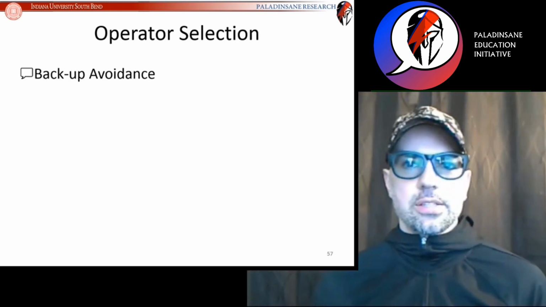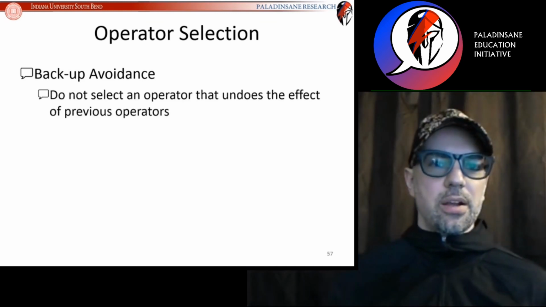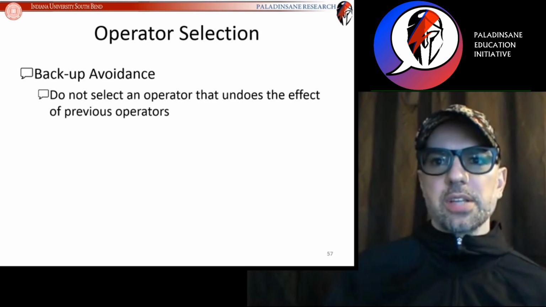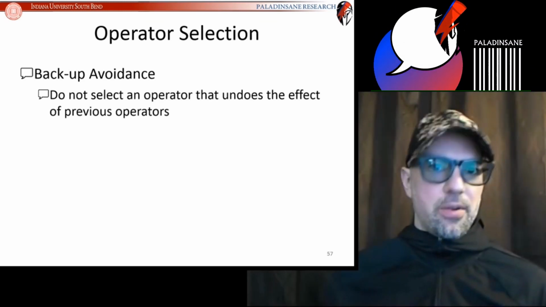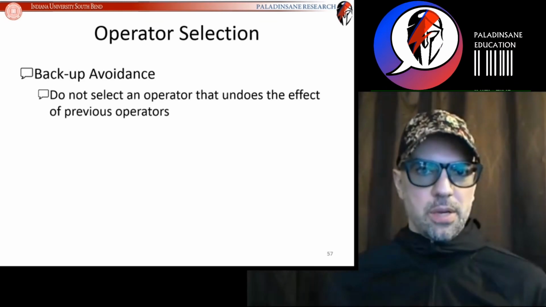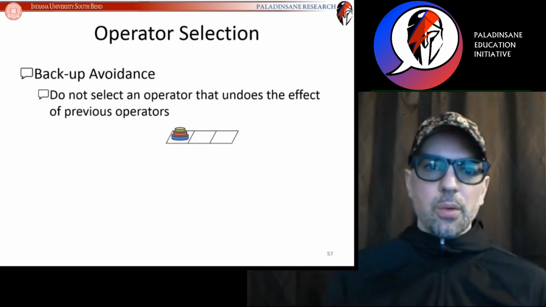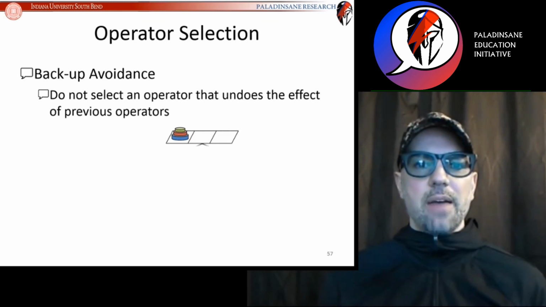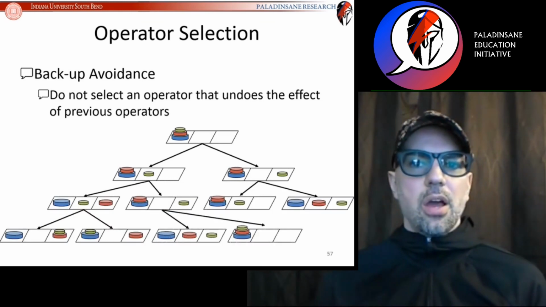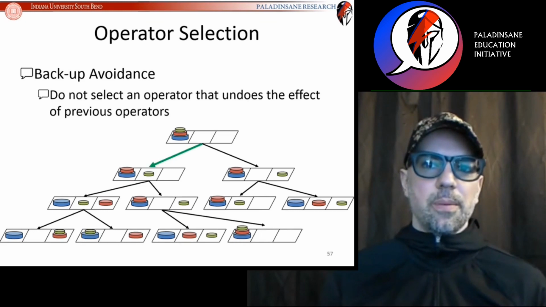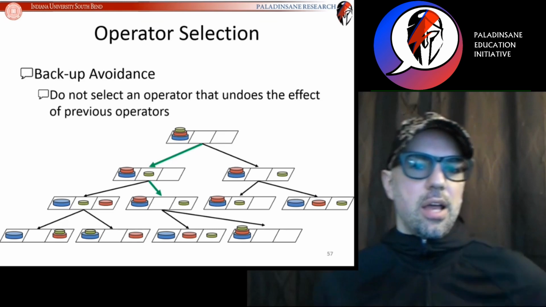These are all strategies that we use to try to navigate these problem spaces. So backup avoidance is the first one. And this is where we tend not to select an operator that undoes the effect of previous operators. We tend not to choose a move that undoes progress that we've made, that undoes the moves that we've made before. So for example, in the Tower of Hanoi, we start with that initial state, and we have this particular problem space here that we're trying to navigate.